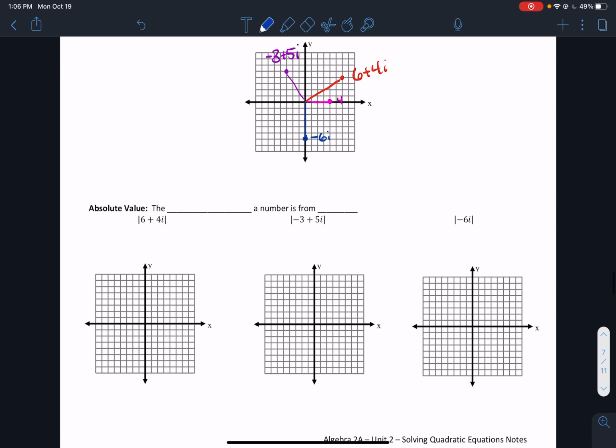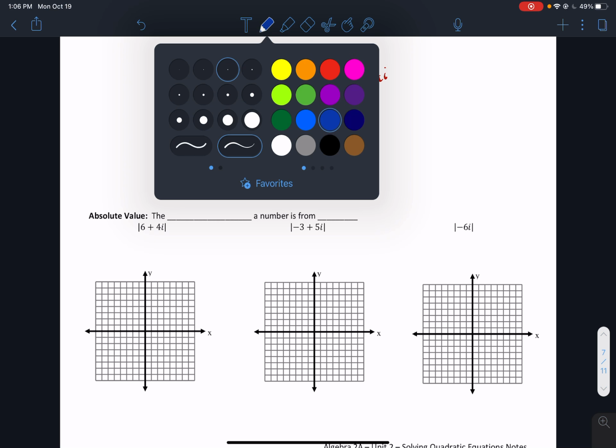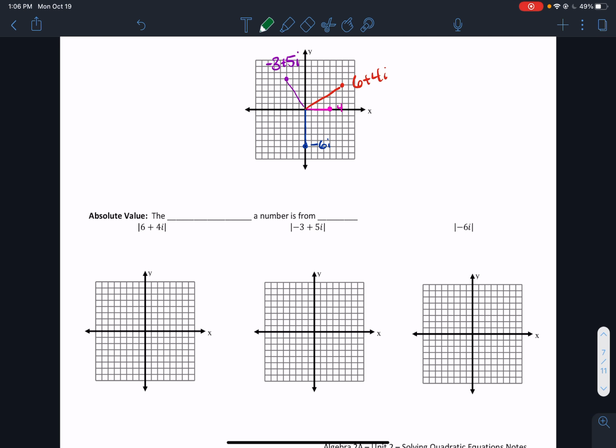So the absolute value of a number is the distance that number is from 0. So if I have 6 plus 4i, which we graphed earlier, but I'll quickly regraph, the absolute value is this distance right here. That is the absolute value of 6 plus 4i.